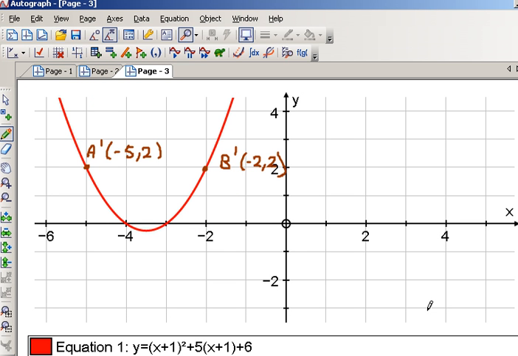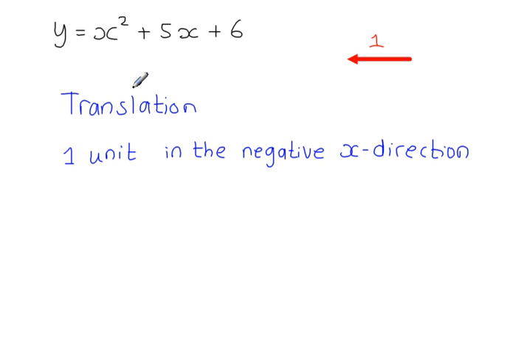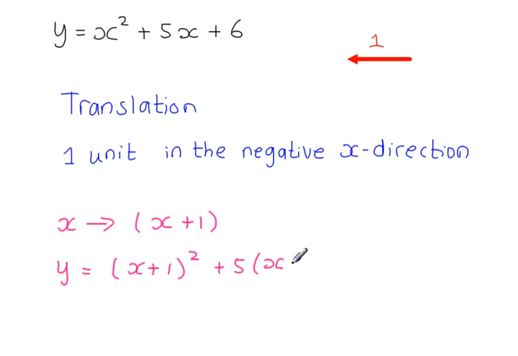So here we are. As you can see, the y coordinates are still the same. If you move a graph in the x direction, the y coordinates do not change. So what's the new equation of the curve then? I'm going to replace x with brackets x plus 1. So if you move to the left by 1 unit, you replace x with x plus 1 here. So the equation becomes y is equal to (x plus 1) squared plus 5 times (x plus 1) plus 6.